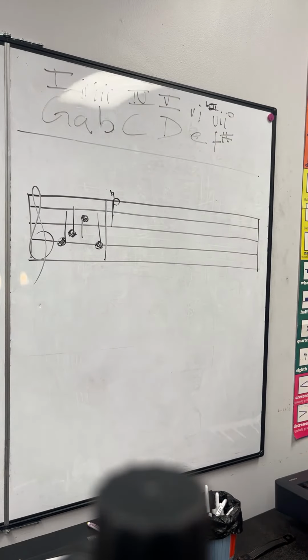So if I was going to play this one, we would have G. Oh, we're above middle C. My bad. G, A, and then we're going to go to C, G.